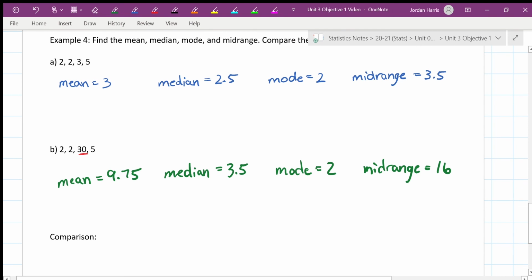And if you look, the mean and the mid-range are affected quite a bit, right? We went from 3 to 9.75 and 3.5 to 16. They're affected a lot by outliers. So if you have outliers within your data, your central tendency that's the best one to use is the median. If you have no outliers, then you probably want the mean. If you have a wide-ranging set of data, maybe the mid-range is the best. And then the mode, like I said, is for qualitative variables.